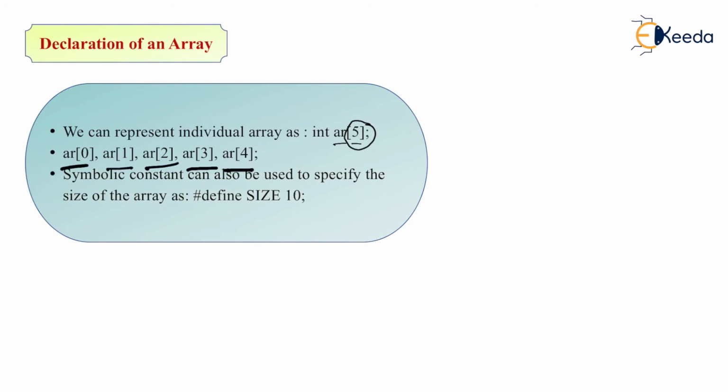A symbolic constant can also be used to specify the size of the array, like #define SIZE 10. So we can say a constant value we have defined as a size, which is 10. Whenever you want to specify the size of the array as 10, you can use that size as a variable name, which is predefined.